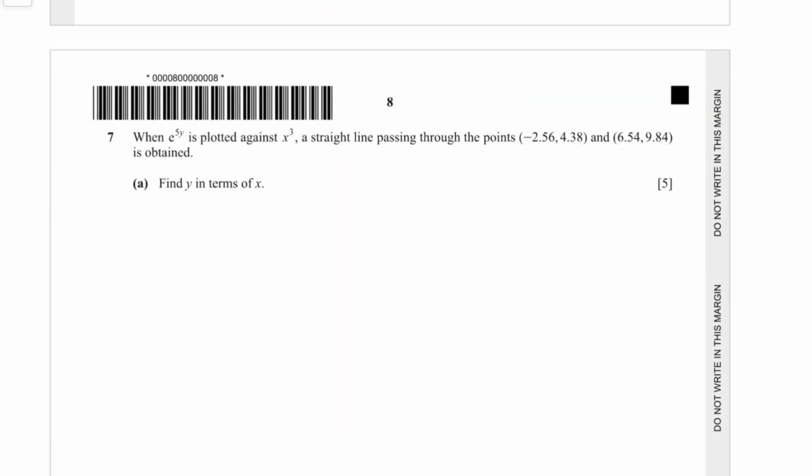Next, question number 7. When e to the power of 5y is plotted against x cubed, a straight line passing through the points (-2.56, 4.38) and (6.54, 9.84) is obtained. Find y in terms of x. So this is a straight line. Straight line means you're having an equation in the form of y equals mx plus c, where m is the gradient and x is whatever is on your x-axis.